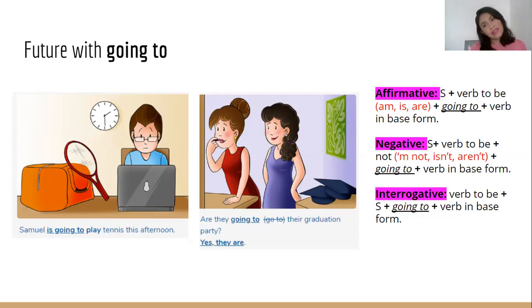So I have evidence, and that's why I'm saying it. Or if I say you're going to have a quiz next Friday, because it's true. I mean, you're gonna have it. That's why I'm using going to instead of will.